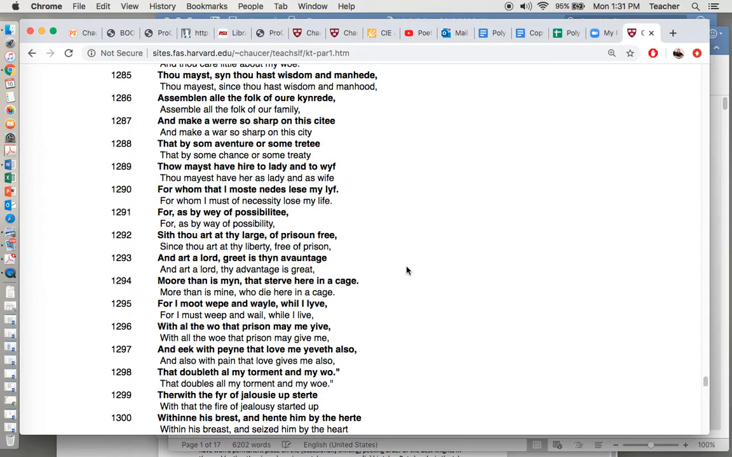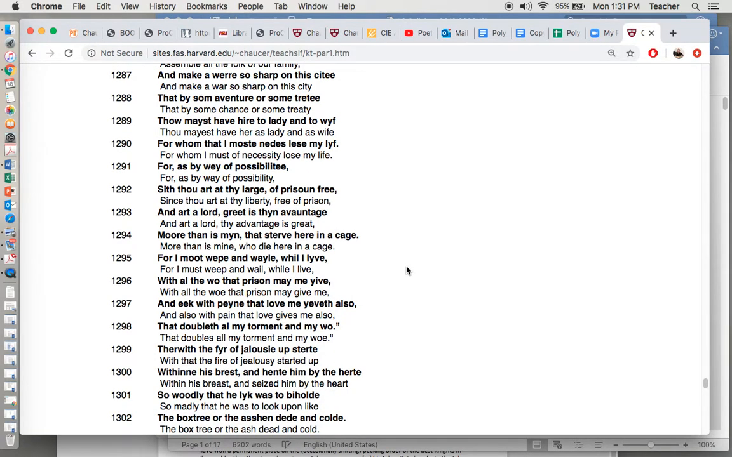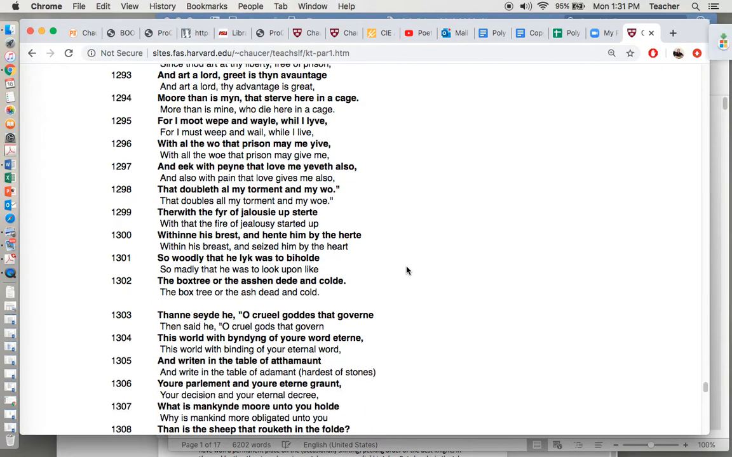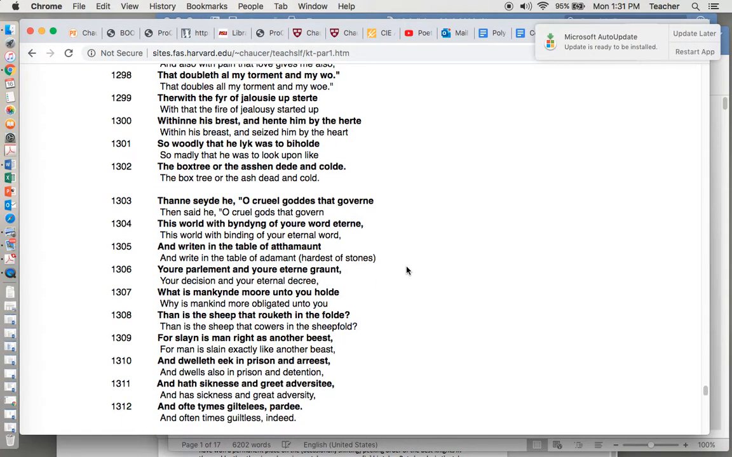Therewith the fire of jealousy upstarted within his breast, and hent him by the heart, so woodly that he like was to behold the box tree or the ashes dead and cold. Symbols of death.